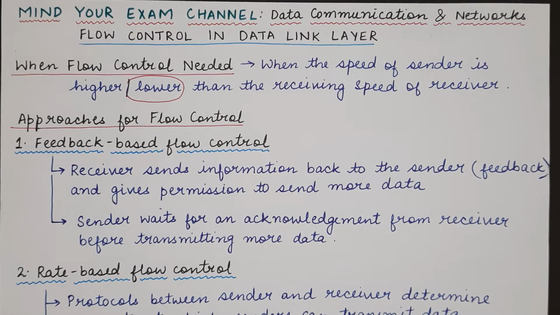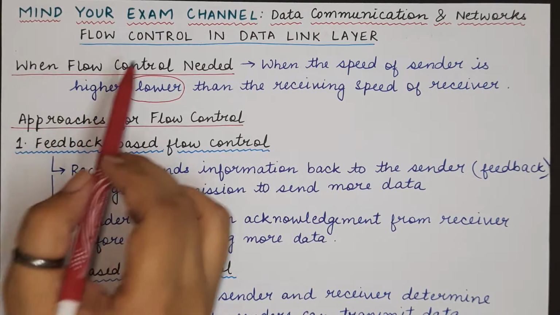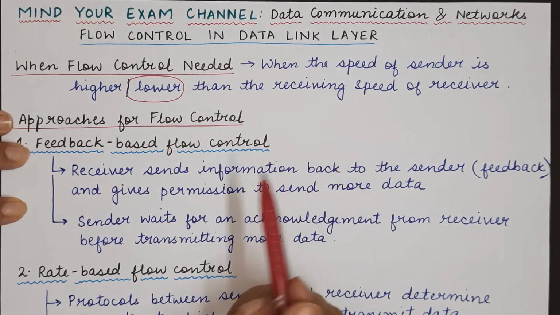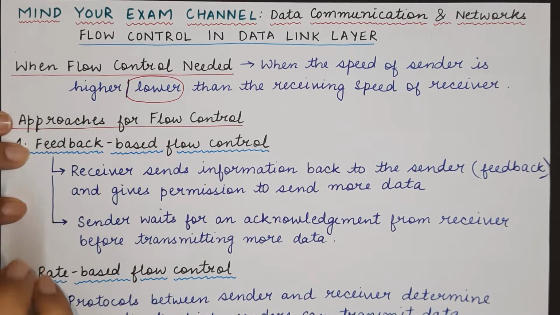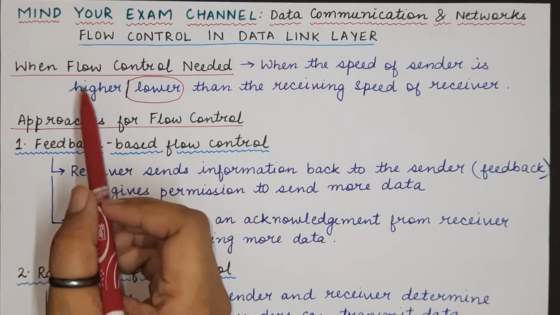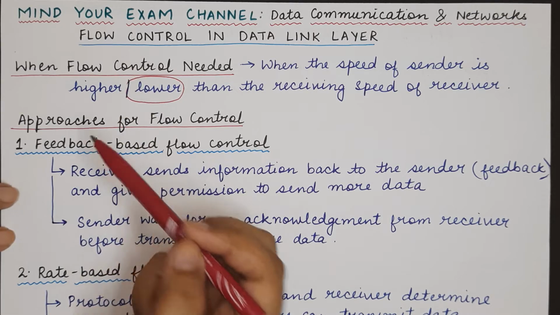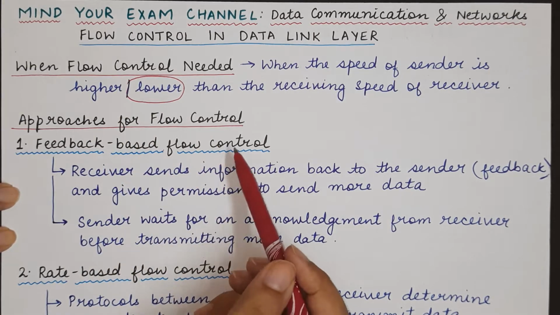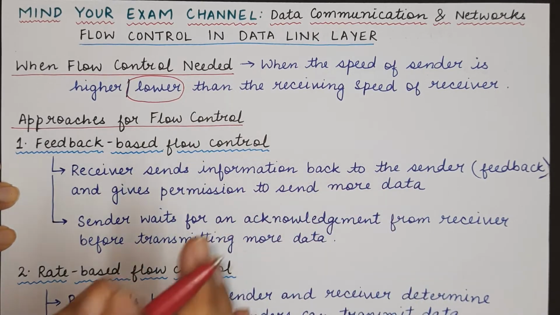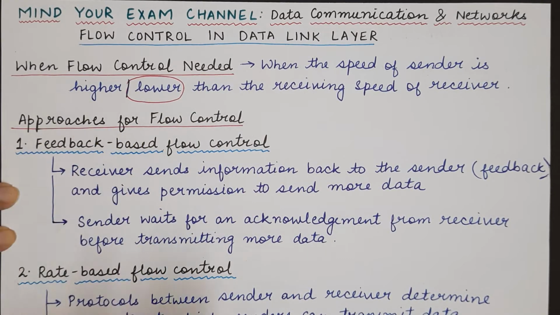So in this video we will be studying what flow control in the data link layer is and why it is required. Flow control is one of the most important responsibilities of the data link layer, and let us understand what it actually is and what the approaches for performing flow control are. So flow control basically means adjusting the speed of the sender according to the speed of the receiver.